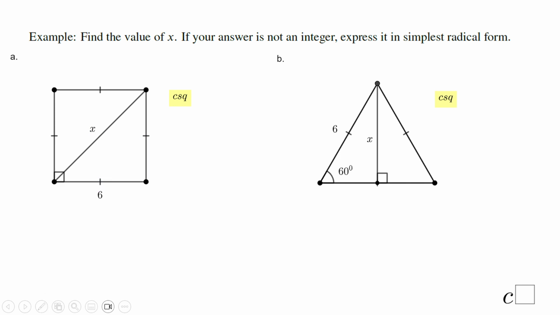Okay. So basically, how do you find x now? Again, you do a squared plus b squared equals c squared.